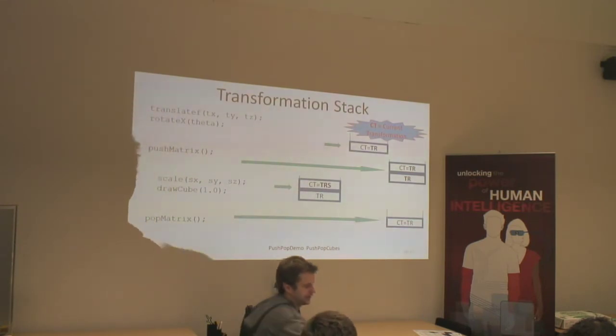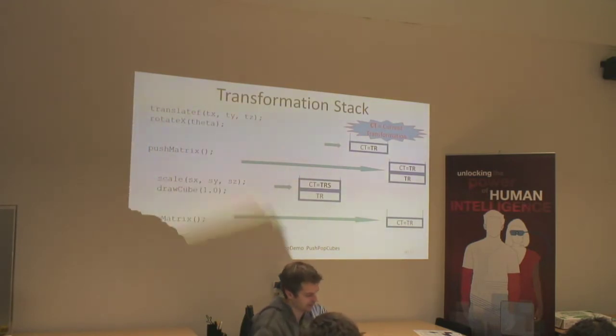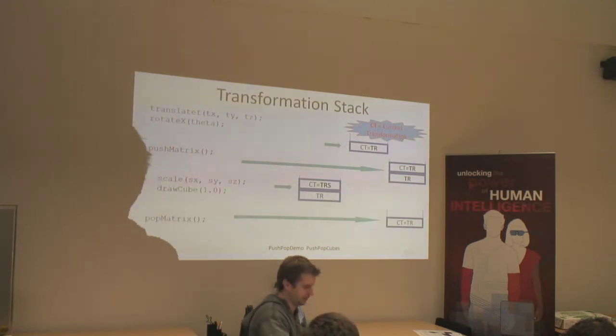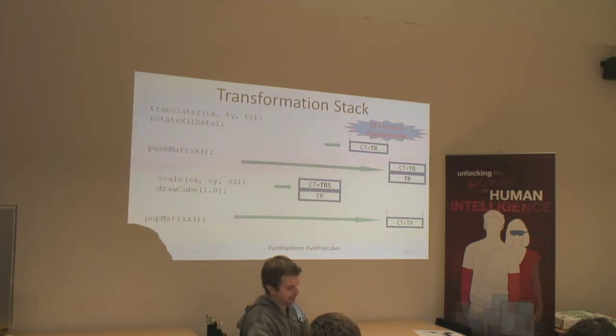So if this is our identity matrix, this is identity plus a transform. This is identity plus a transform plus a rotate. Identity plus transform plus rotate plus scale.